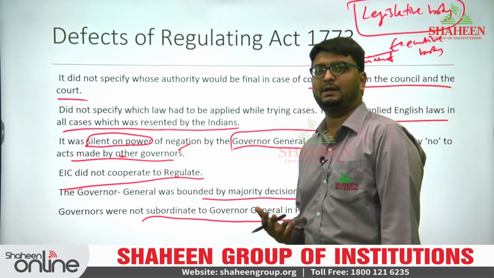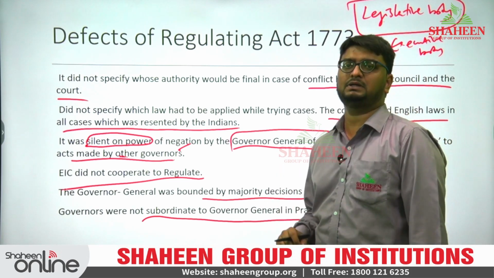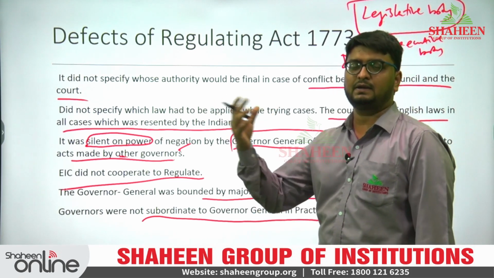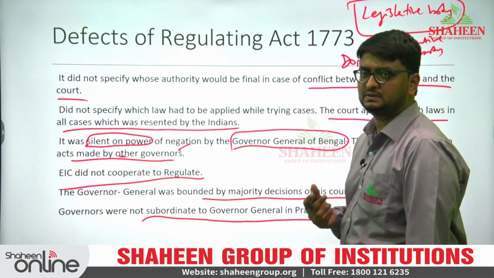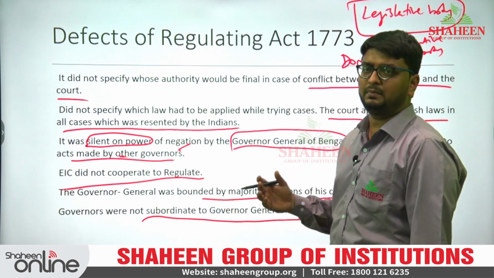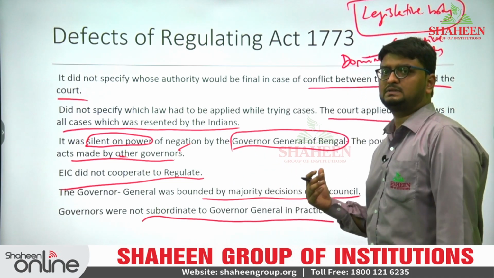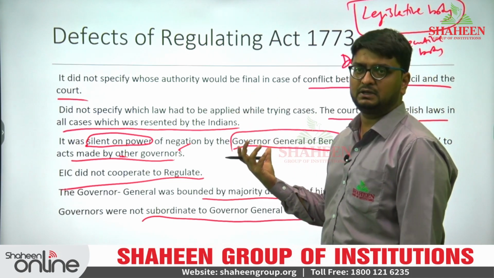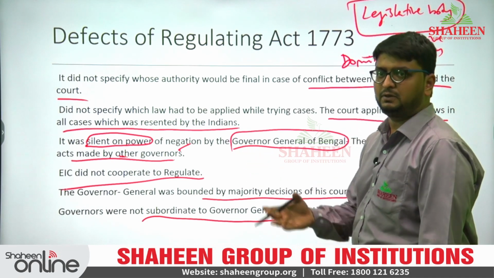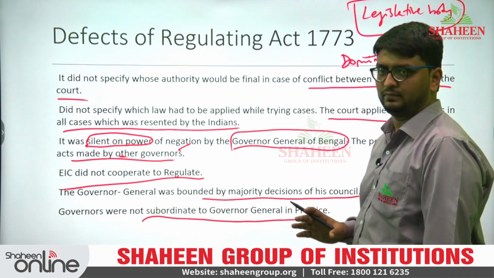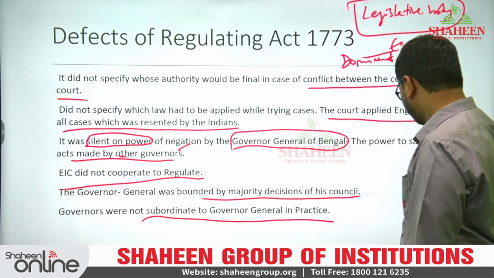If we ask why, the governors of Bombay and Madras said that in day-to-day activities they cannot wait for the Governor General's views and orders, because they have to act immediately. So making these two governors subordinate to the Governor General of Bengal was not practically fit, because in day-to-day activities they acted on their own. So these were the defects of the Regulating Act of 1773.